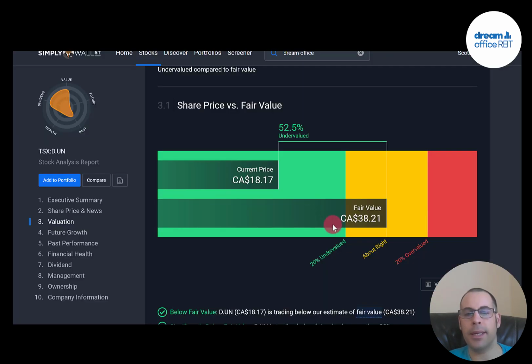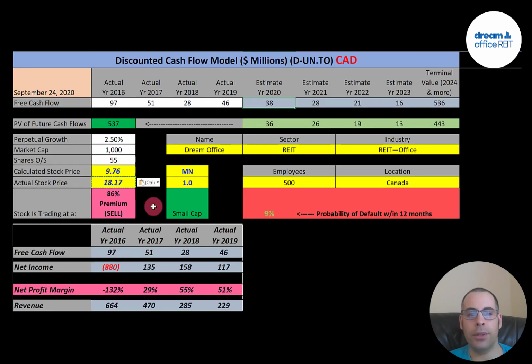I'm at $9.76, Simply Wall Street at $38, a big difference. Not sure why, because their financials look pretty weak. Their revenue is going down a lot. And I estimated the free cash flow using a pretty normal model. I didn't do anything aggressive. It's in line with where they're at.